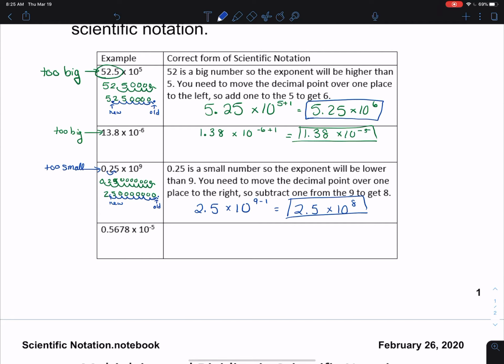If I look at this next example to make sure I understand it, I still have that first part of the number, that scientific notation is too small. It's 0.5678. So I need to rewrite it as 5.678. Because I bumped that decimal point to the right, I need to subtract 1 from that exponent, which is going to give me 5.678 times 10 to the negative 6th power.